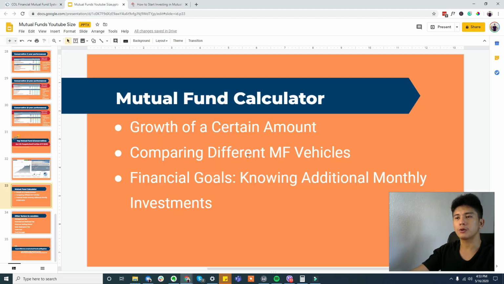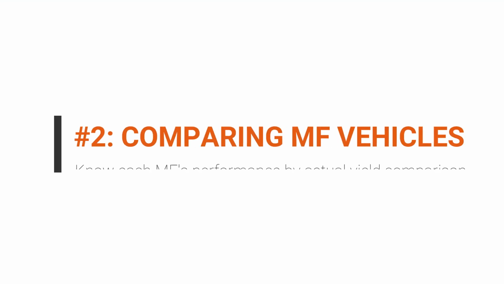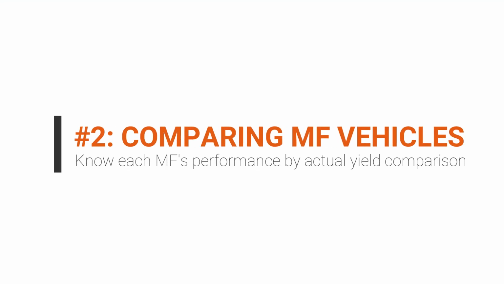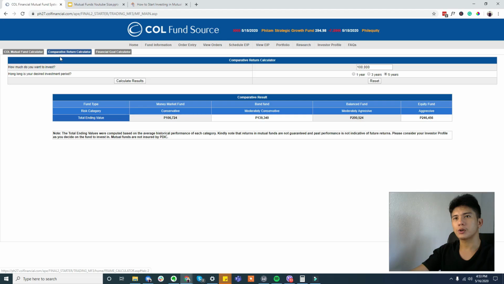Next, number two, comparing different mutual fund vehicles. Maybe you are not sure where to put it, so we use this comparative return calculator. Let's put 100,000 there, and let's say your investment period is 5 years, which is the maximum in the options. The results show the different growth yields that your money has achieved. So for conservative, it's 6,000 plus. For moderate, for bonds, it's 39,000.